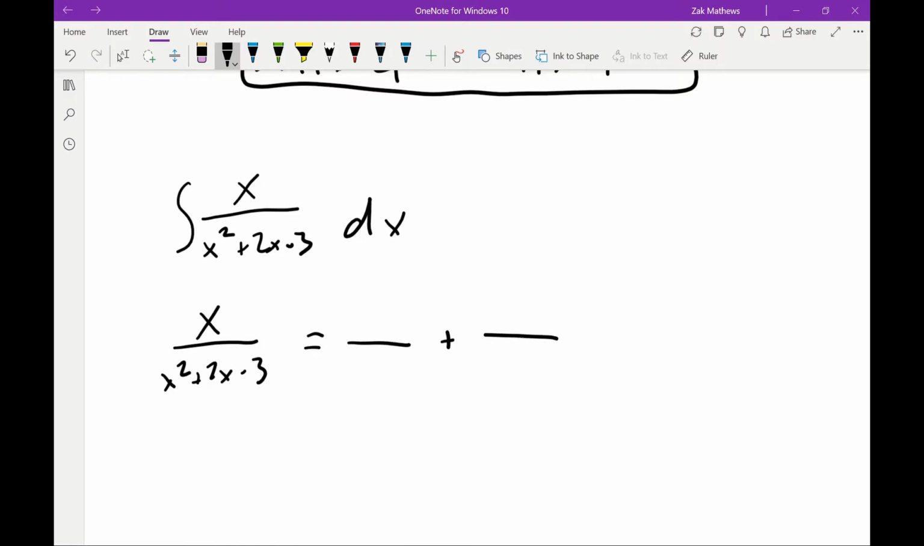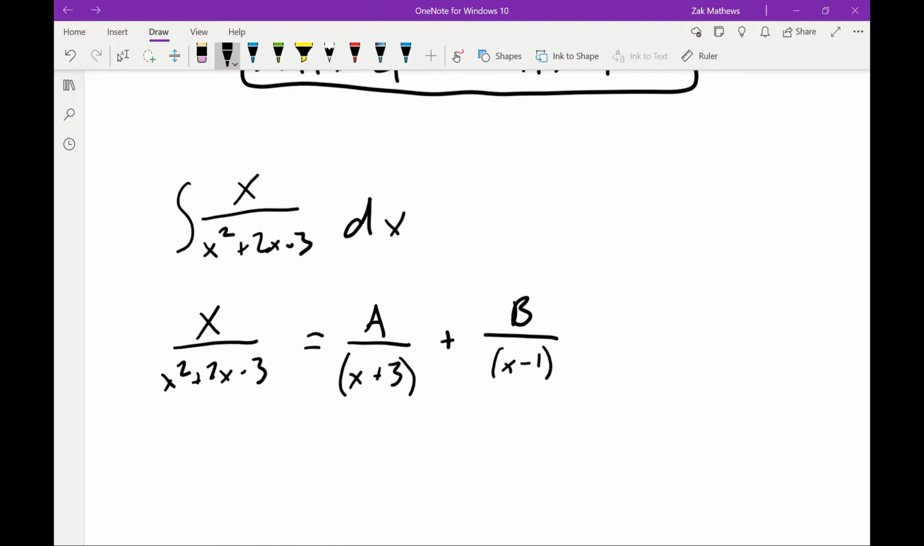Now, can I break it down? Is that always a guarantee? No, it's not. When will I be able to break it down? When the denominator factors. Can I factor this denominator? Yes, I can. The factors are x plus 3 and x minus 1. So because the denominator factors, I can break this up into partial fractions. With partial fractions, we're always looking to break up the denominator into its factors. And so the question is, what's in the numerator of both of these things?